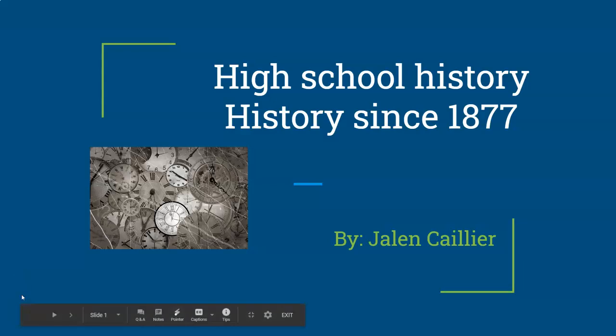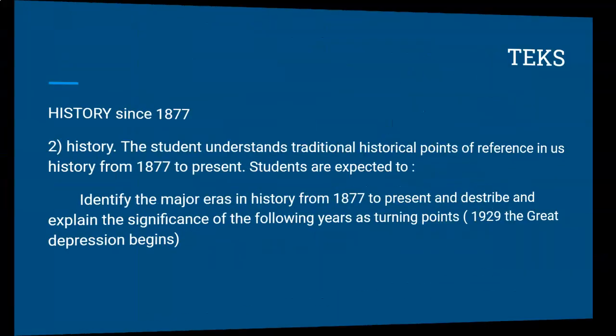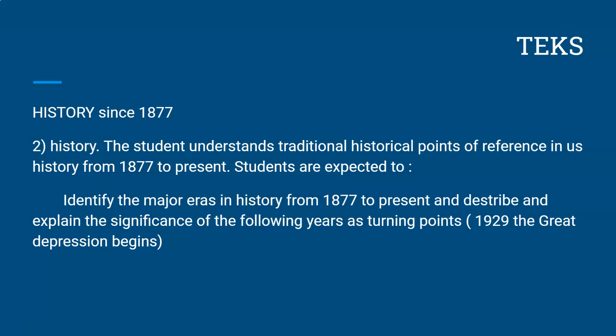Hey, my name is Jalen Collier, and for my course project, I have chosen high school history since 1877. The student needs to understand traditional historical points of reference in United States history from 1877 to the present. So, from 1877 to the present is what you need to know to pass this course. And there is a STAAR test for this course that the state requires you to take.